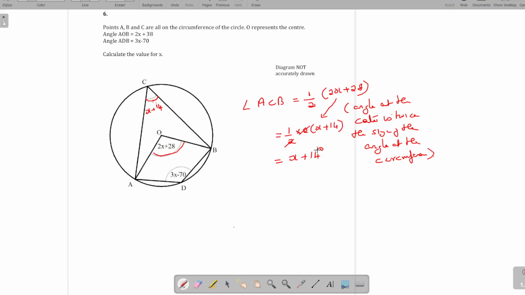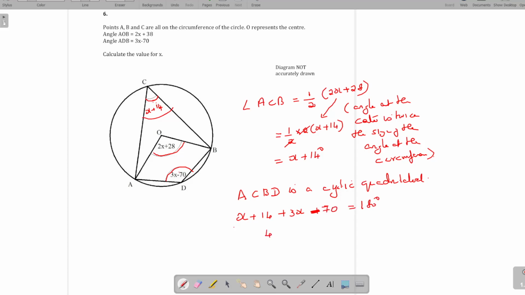Now ACBD is a quadrilateral. ACBD is a cyclic quadrilateral. Therefore, opposite angles add up to 180. So this plus this is 180. x plus 14 plus 3x minus 70 is 180.